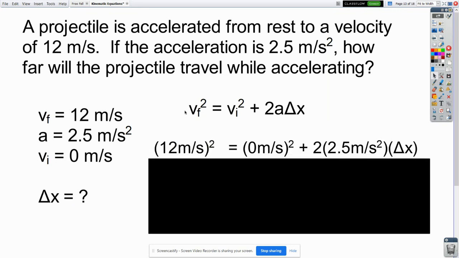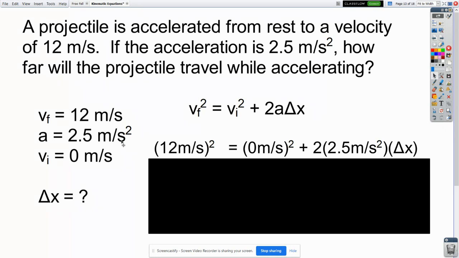Substitute. VF is 12 meters per second. VI is 0 meters per second. And a lot of students don't write that down. And that's fine. 2 is just part of the equation. A was 2.5 meters per second squared. And delta x is our variable.